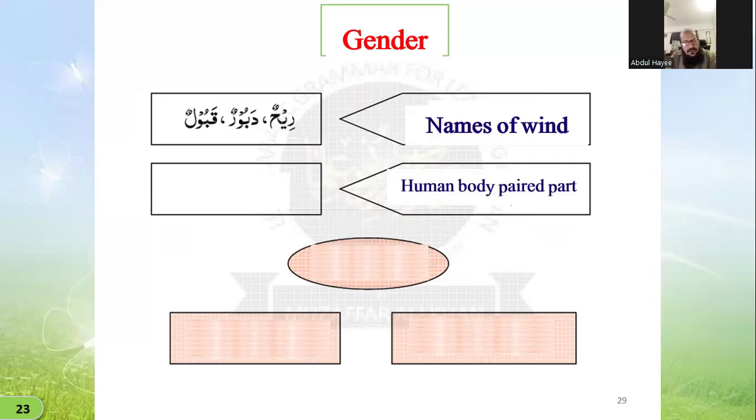Human body has paired parts. Just like yadun, hand, there are two hands. Rijlun, legs, there are two legs. Udhnun, ears, there are two ears. So those parts of the human body which are in pairs are considered feminine.